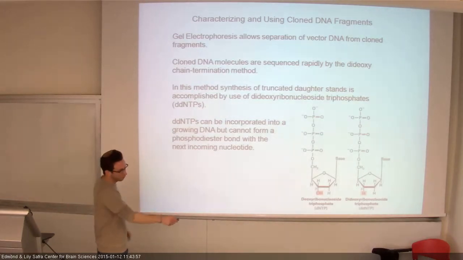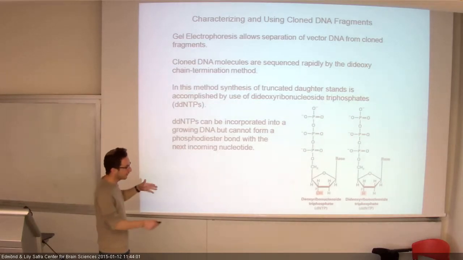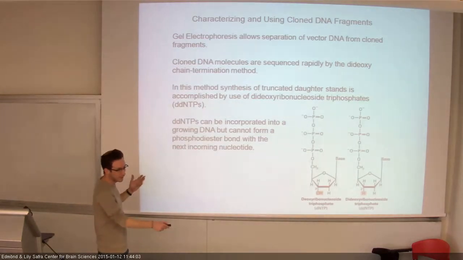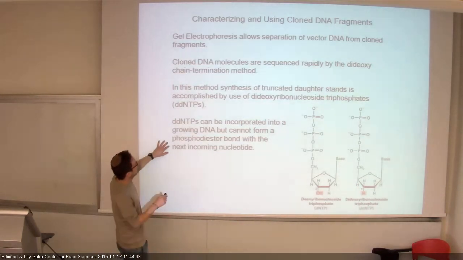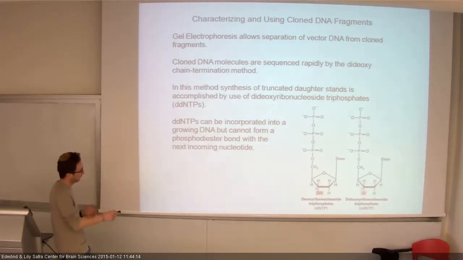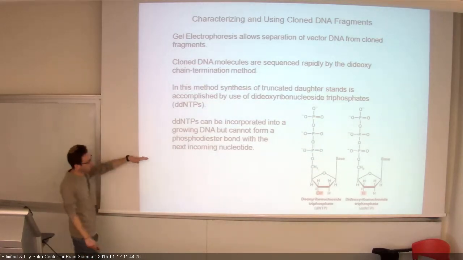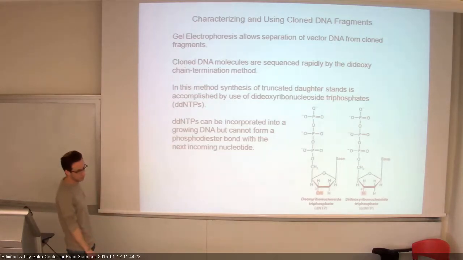But when you have this inside a cell or whatever, it doesn't affect the incorporation rate of this molecule into the growing chain when DNA replicates. But it does affect the next nucleotide, and the next nucleotide will not be able to link to this one. So the outcome, again: the ddNTPs can be incorporated into the growing DNA, but cannot form the next bond in the reaction. And so we'll keep having products that end with this molecule right here.